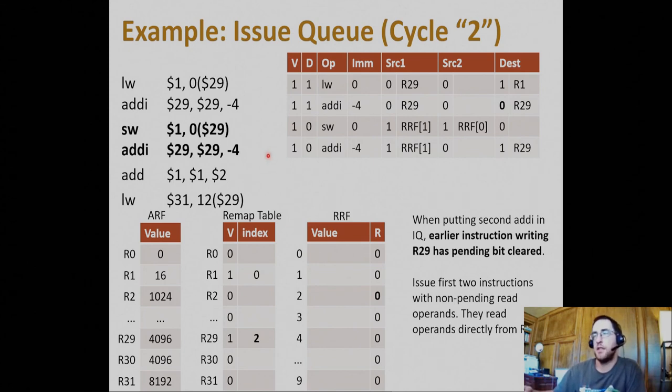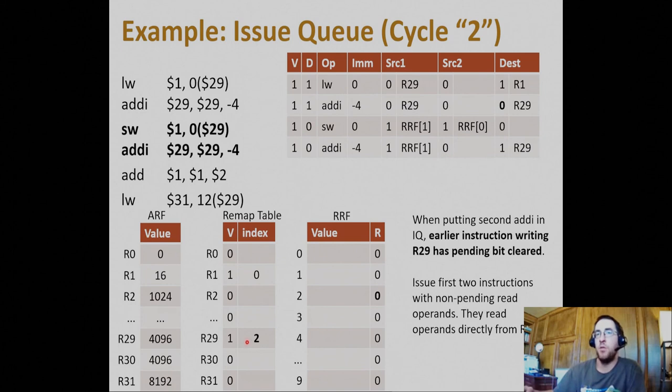In the next cycle, the decode logic will put the store word and add I in program order into the issue queue. And it'll say, oh, the store word is waiting for its source one, which is actually R29. So rename register file index one is pending, and rename register file index zero is also pending. So its operands are pending. And the same with the add I, it has one operand, R29, rename register file one, which is pending. It doesn't use its source two operand, so that is not pending.